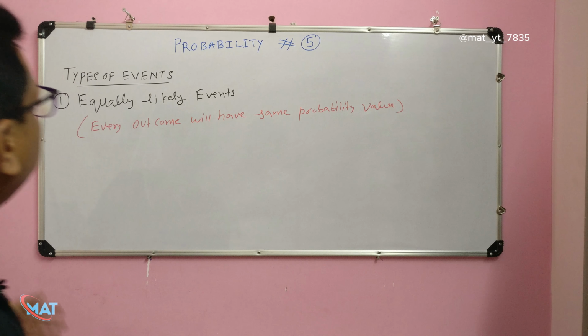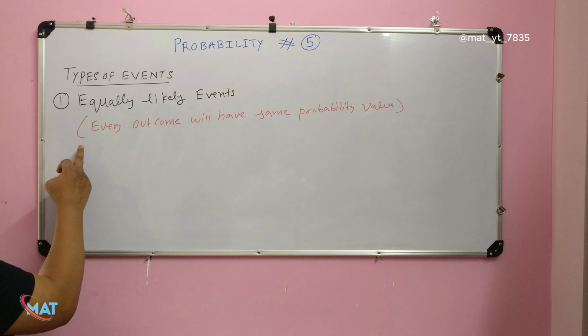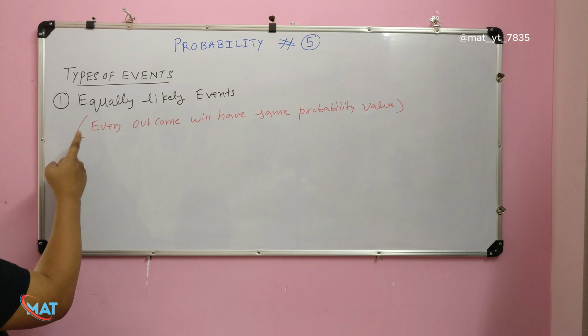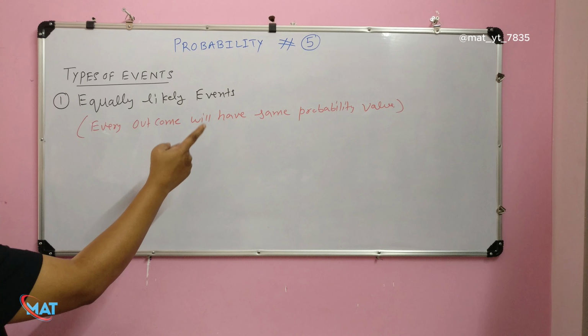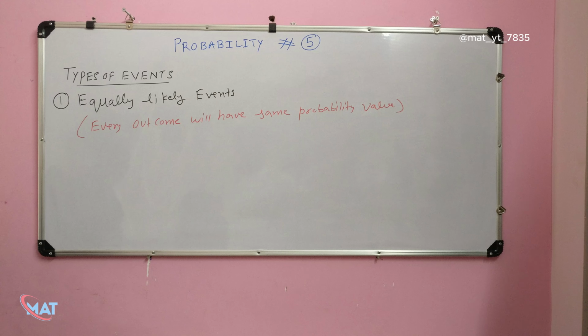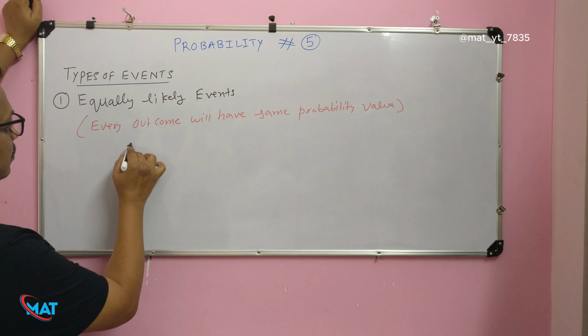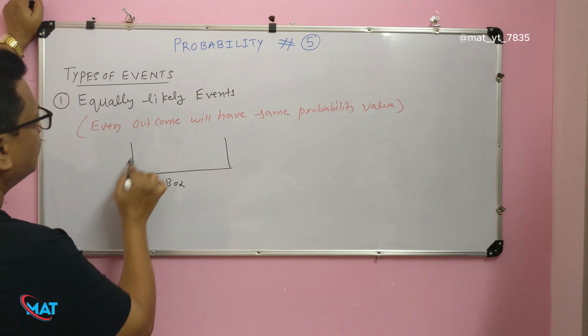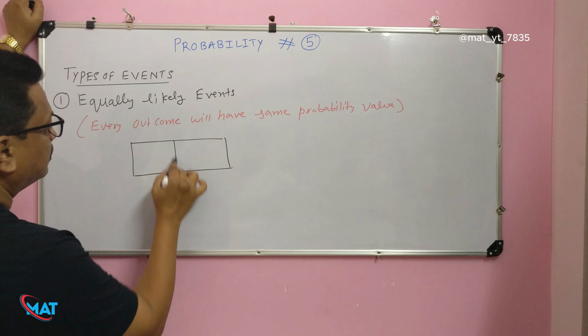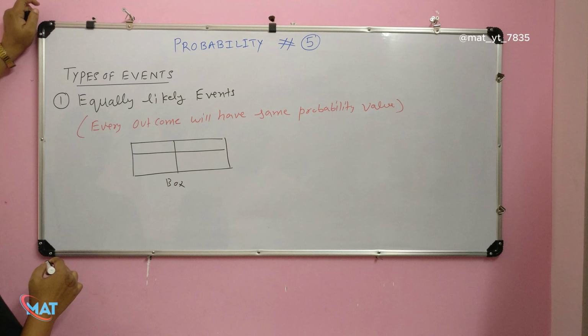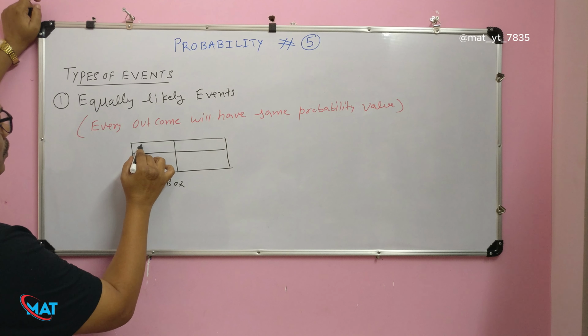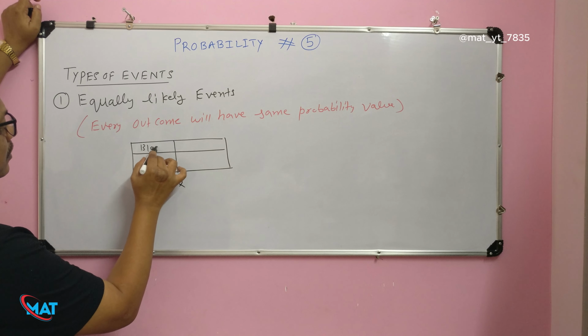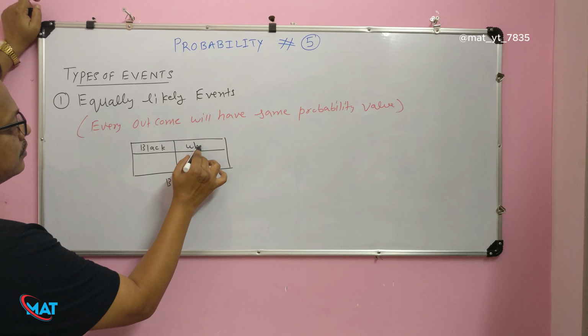So what are equally likely events? Here I showed in red that every outcome has the same probability value. Let's illustrate with an example so that you can get the idea. It is a box containing two sets of balls, black and white.